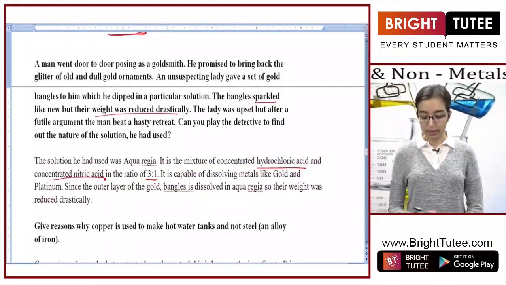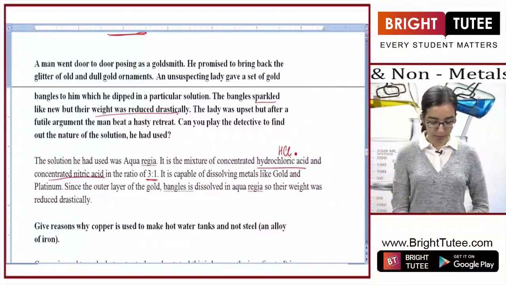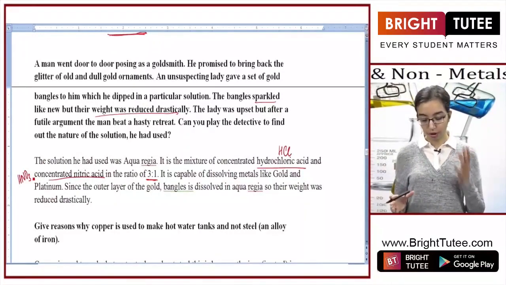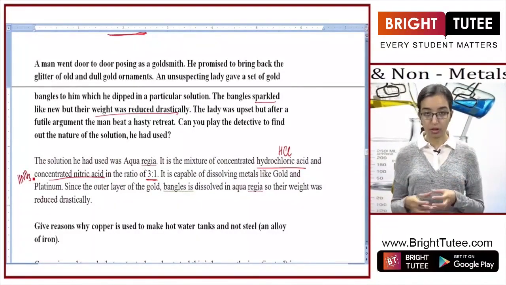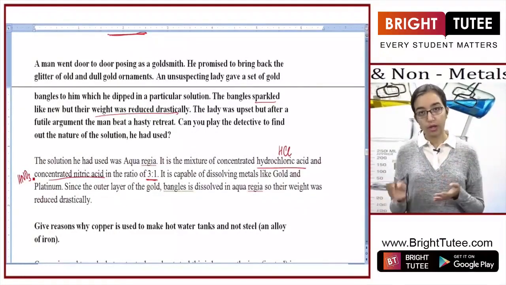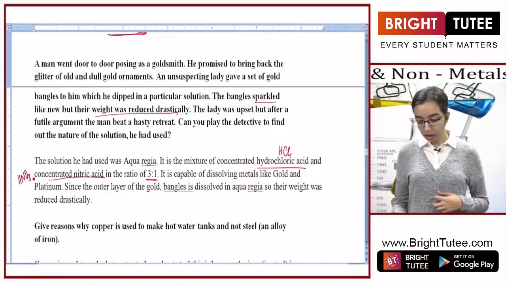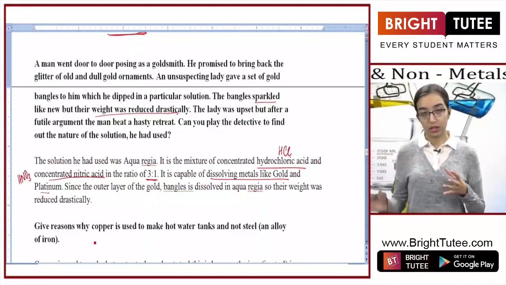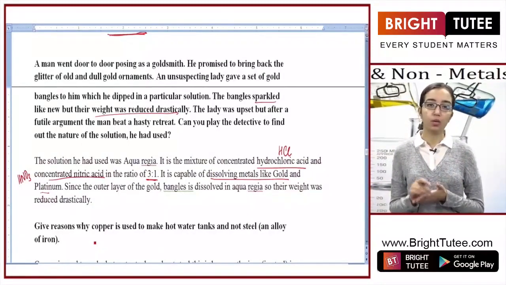So we take concentrated HCl and concentrated HNO3, and when we mix them in the proportion of 3 parts of HCl and 1 part of HNO3, it forms this extremely corrosive combination called aqua regia. When you put gold in it, it takes the gold and dissolves it inside the acid. So it is capable of dissolving metals like gold and platinum. And since the outer layer is gold, it gets dissolved along with the dirt layer. So even though it's shiny because it's been cleaned, the outer layer of gold has also been removed, and that is why the weight gets reduced.